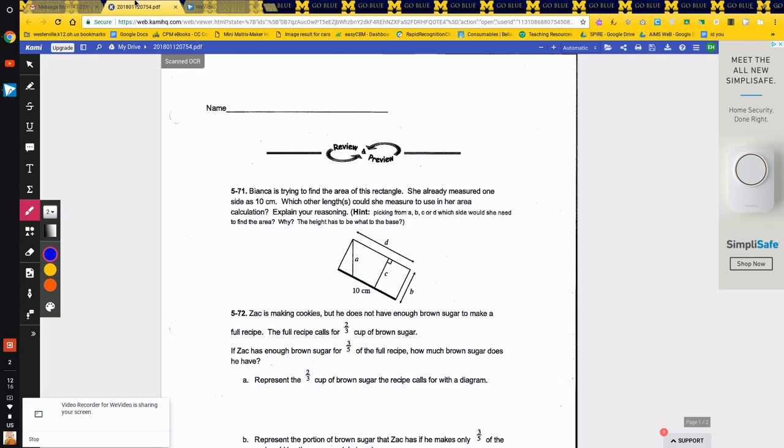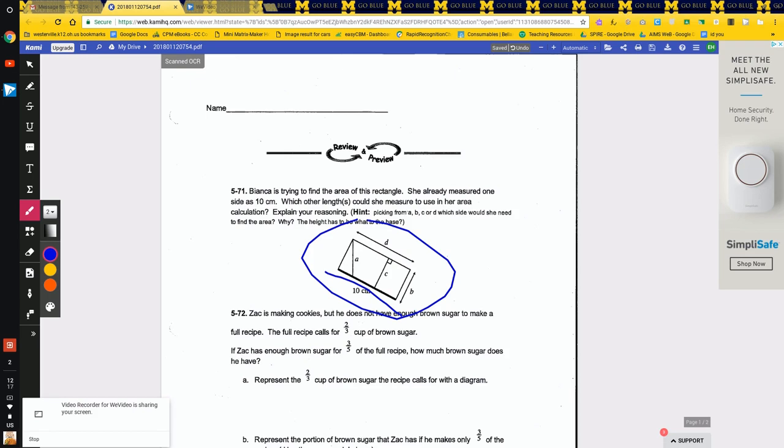All right, starting with question 571. Bianca is trying to find the area of this rectangle right here. She already measured one side as 10 centimeters. Which other lengths could she measure to use in her area calculation?